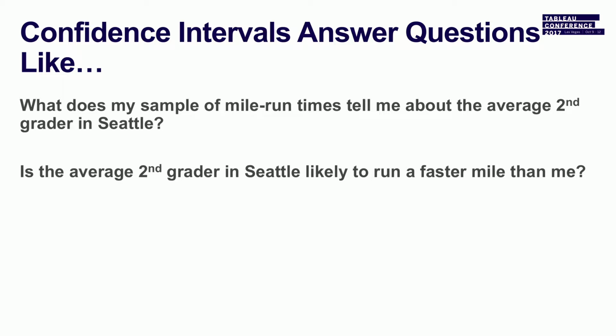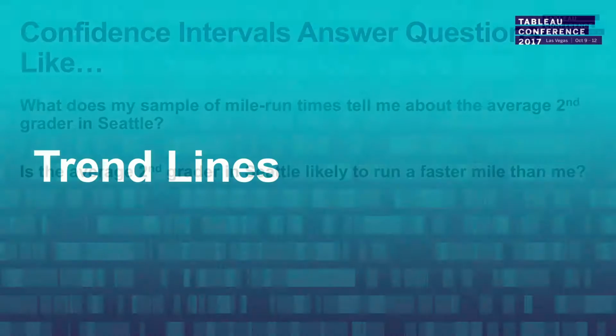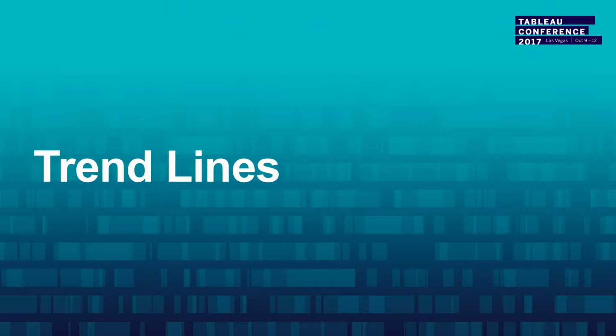Confidence intervals are good at answering questions like, what does my sample of mile runtimes tell me about the average 2nd grader in Seattle? Or, is the average 2nd grader in Seattle likely to run a faster mile than me? Confidence intervals work very well for a single measure.